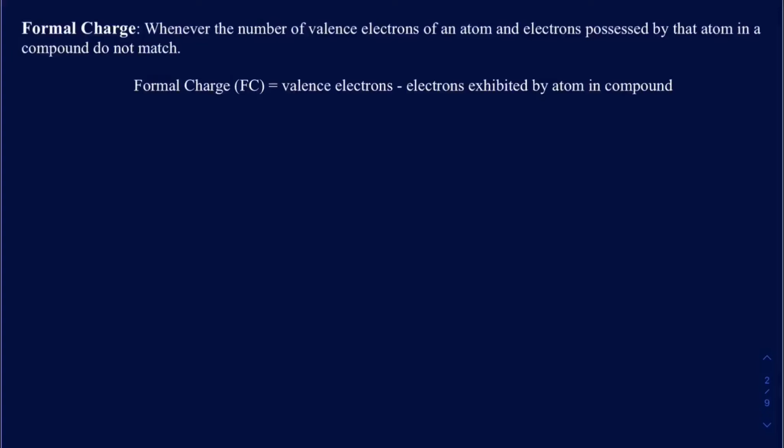And formal charge is basically the difference between the valence electrons and the electrons possessed by that atom in the compound. So whenever they don't match one another, that's when you're going to have a formal charge. For example, if I talk about CH4, I know the CH4 electron dot structure looks like this.